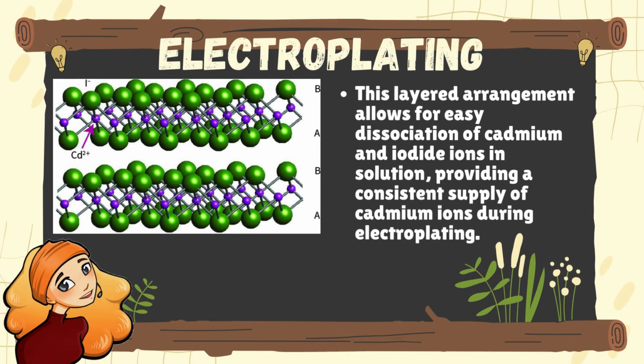This is because cadmium iodide crystallizes in a layered structure that has the hexagonal close-packed arrangement. In this structure, cadmium ions are located at half of the octahedral sites, and iodide ions form a hexagonal close-packed framework around the cadmium ions. This layered arrangement allows for easy dissociation of cadmium and iodide ions in solution, providing a consistent supply of cadmium ions during electroplating.